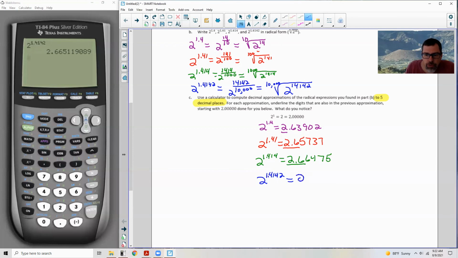So that comes out to be 2.6651. There's 4 decimal places. The 5th decimal place is a 1, but this 9 will round it up to 2. And now you can see we have a repeat of this 266. Okay. So underlining the digits that are also in the previous approximation, starting with 2, what do you notice? Well, it's starting to repeat the prior, and more and more of the digits are becoming the same.